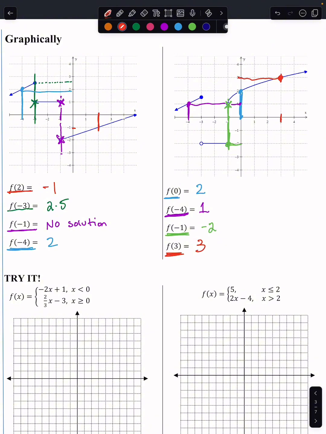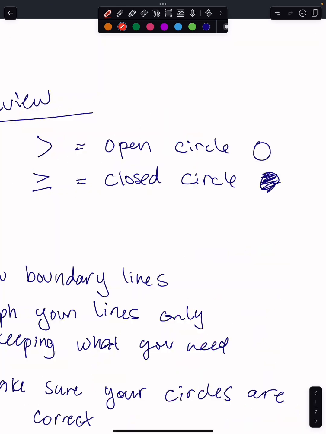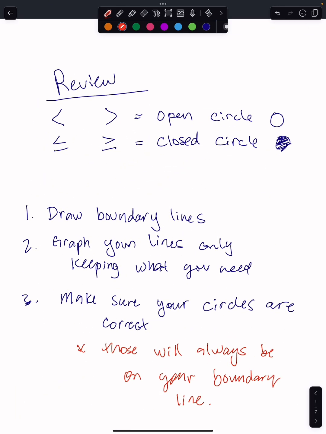Now, here's where students get tripped up the most, when we have to graph these. We're going to graph a couple of these so that you guys can get the hang of it. We're going to graph, I think, a total of 4. If you remember back to my rules, step 1, draw some boundary lines. Then we graph the part that we need, and then we make sure our circles are correct. Okay? So let's start with this one right here.